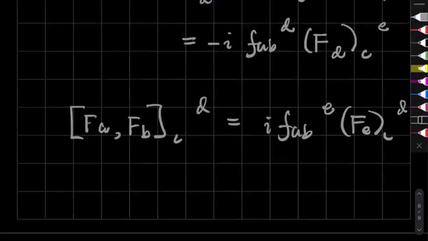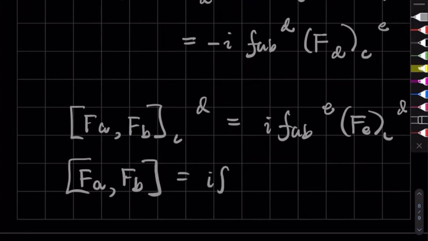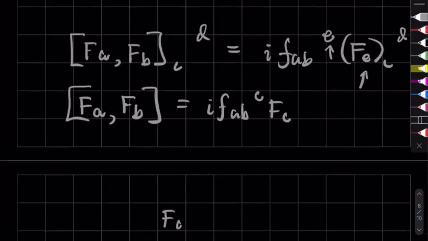So now we can get rid of the indices of the matrices, then this equation becomes the commutator of f_A and f_B is equal to i f_ABC f_C. This is a dummy index, so I can change it, f_C. So thus we see that the prescription that (f_A)_BC is minus i f_ABC does satisfy the Lie algebra. And therefore, this is a bona fide representation.